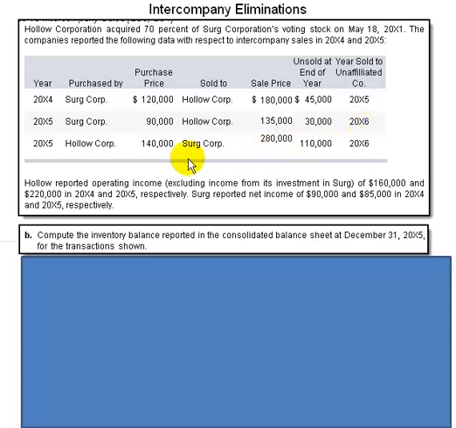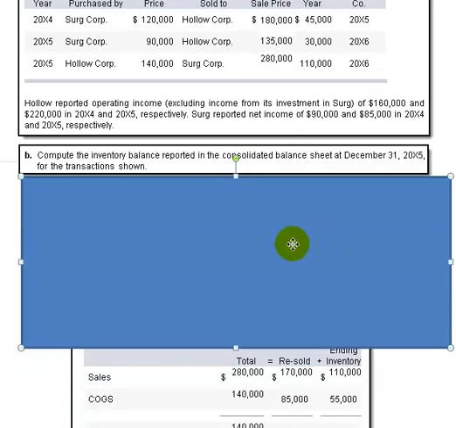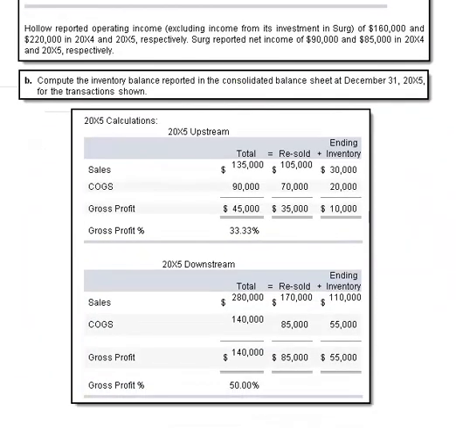Now also in 2005, we had an intercompany sale going the other direction of $280,000, and $110,000 was unsold at the end of 2005. And again, here too, both of these transactions in 2005 moved on in 2006. So let's see what we have to do to compute the inventory balance. Well, let me move this out of the way. Now, we've got to look at the transactions both ways.